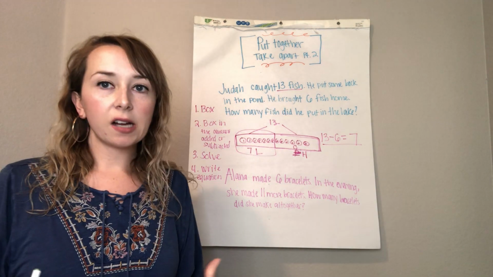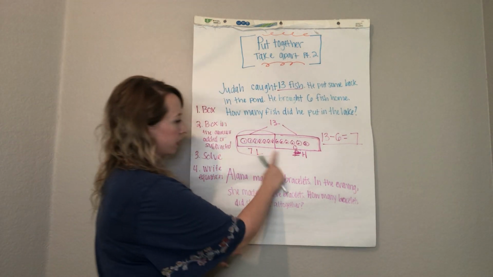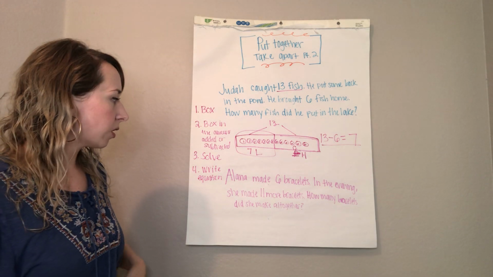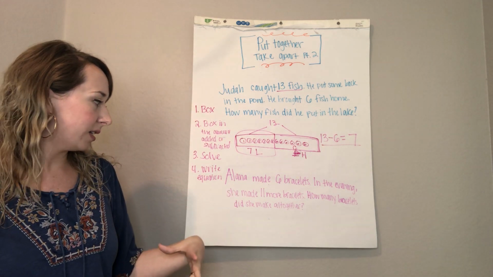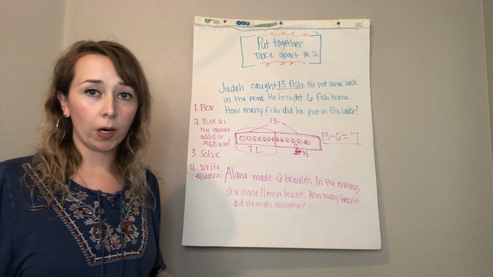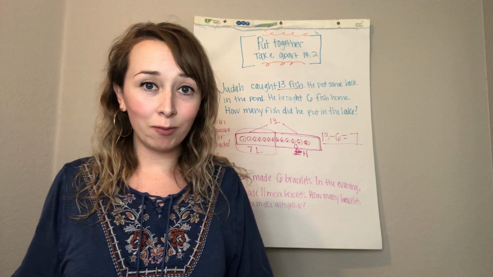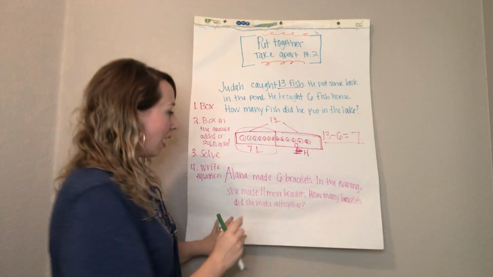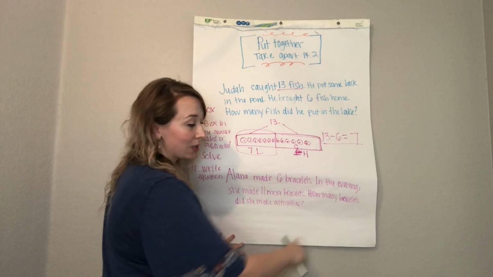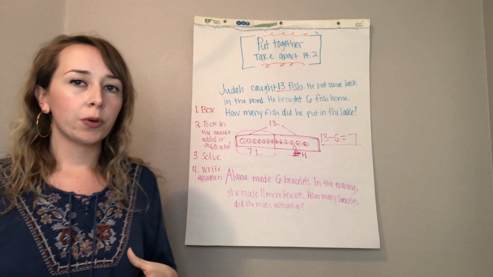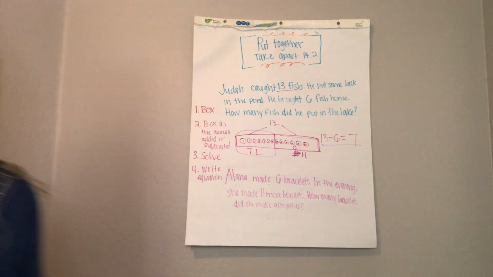So if you're feeling stuck, let Mrs. Gordon help you. You should have your box drawn, like Mrs. Gordon, and you first need to start with your original amount here. Alana made 6 bracelets, then she made 11 more. So she had 6 and then made 11 more. This is an addition problem. So you should have Alana's 6 bracelets and then the 11 more bracelets she made. That should really help you get going. I'm going to give you about 15 more seconds, okay?